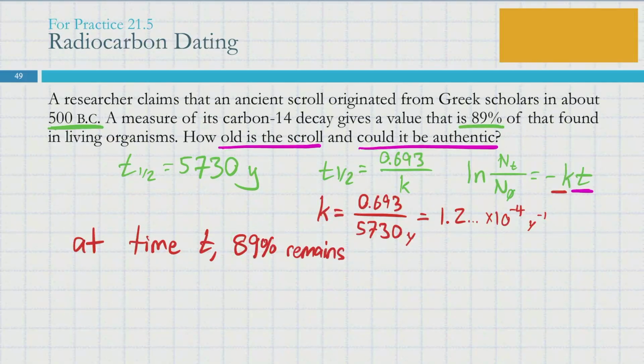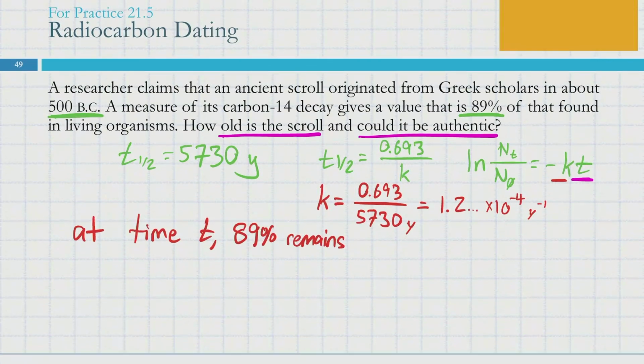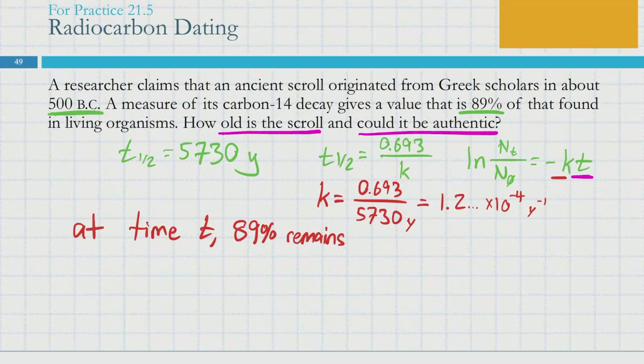So would it not be 100 then? So would it be 11%? So the 89% is what I would set as the Nt. What amount, if we have 89% now, what would we have had initially? 100%.